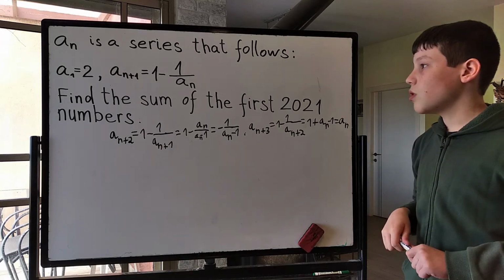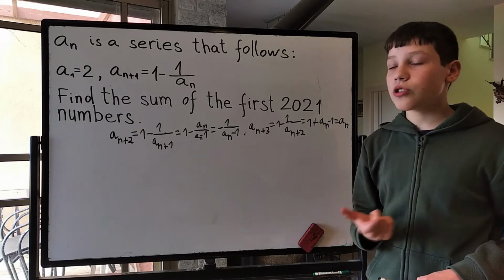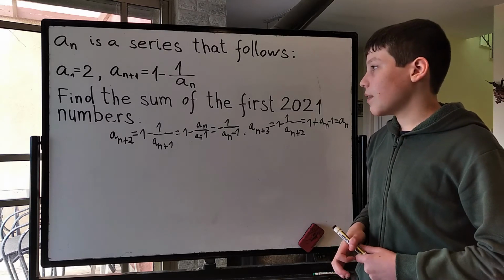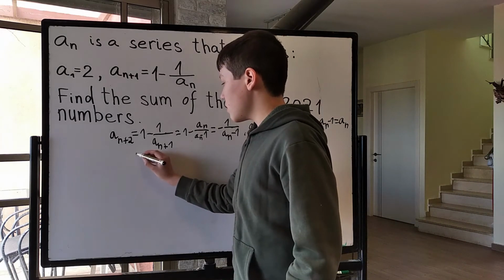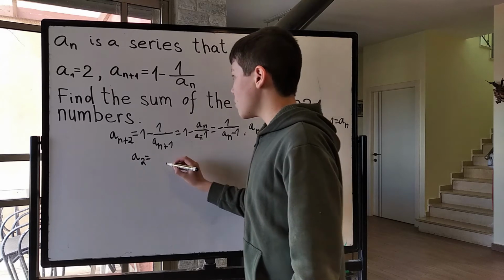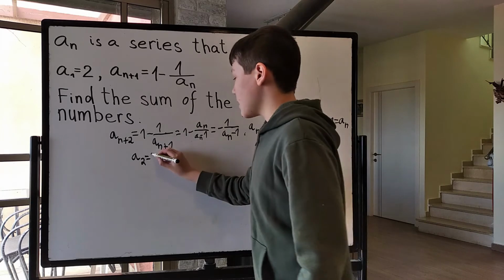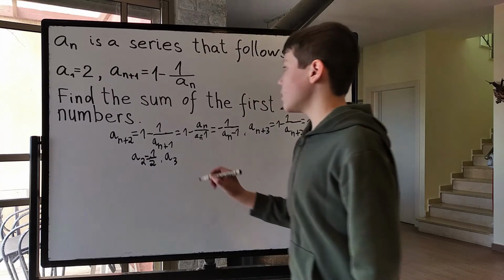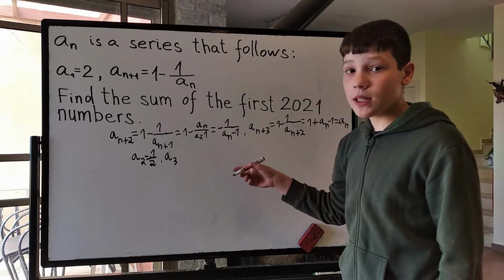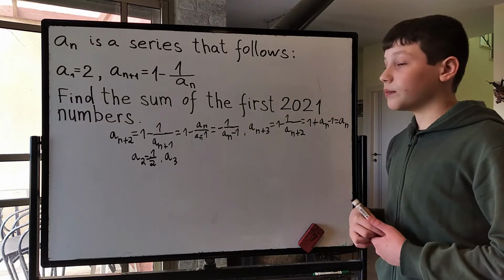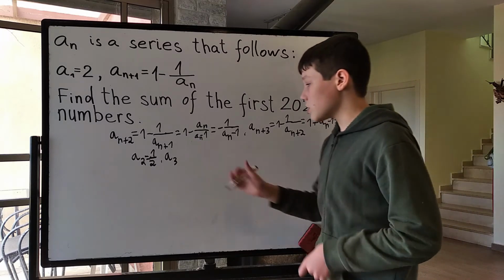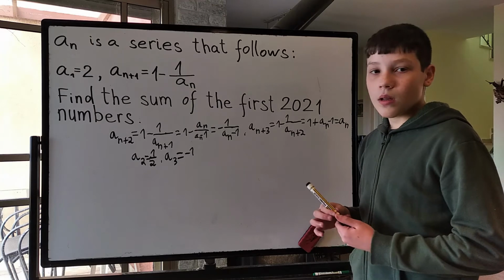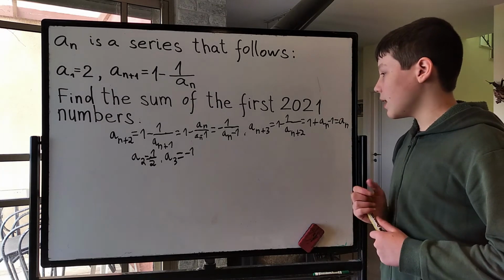And because A1 is equal to 2, we can calculate the first 3 values and know that the other ones are just going to be replicas of the first 3. So A1 is equal to 2, meaning that A2 is 1 minus 1 over A1, which is 1 minus a half, which is a half. And then A3 is negative 1 over A1 minus 1. We just found it. So this is negative 1 divided by 2 minus 1, which is negative 1.